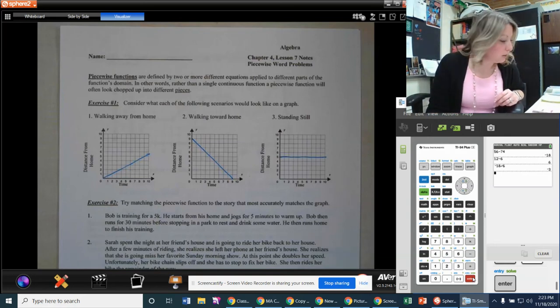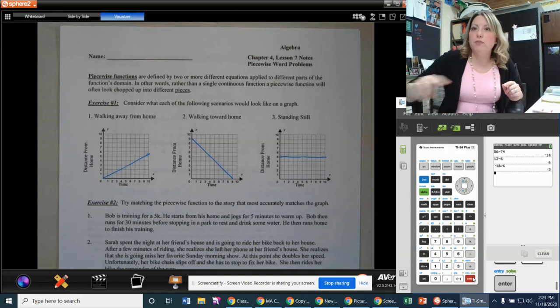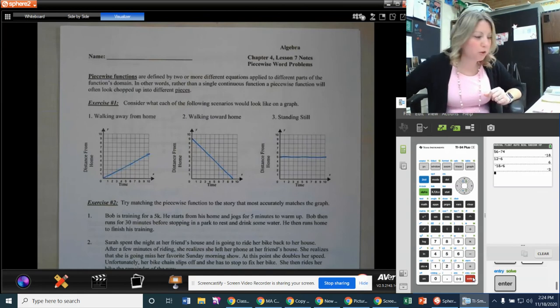All righty, guys. This is the end of our piecewise pieces. So, absolute value tomorrow. And we are done with chapter 4. After that, we'll be reviewing and testing.